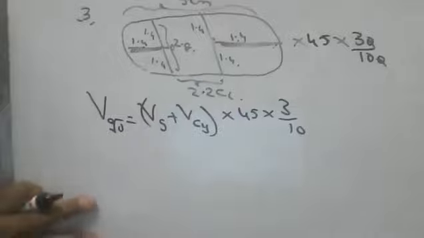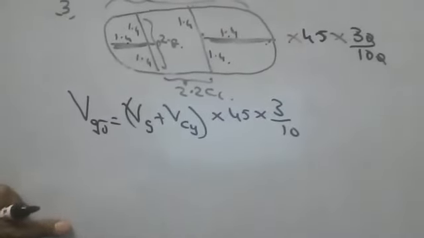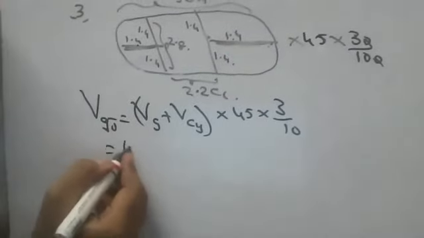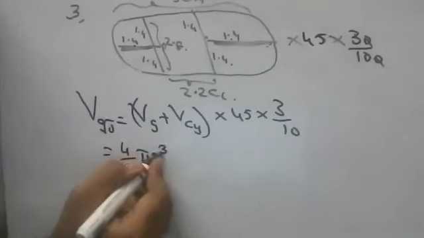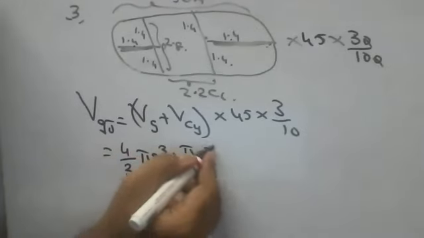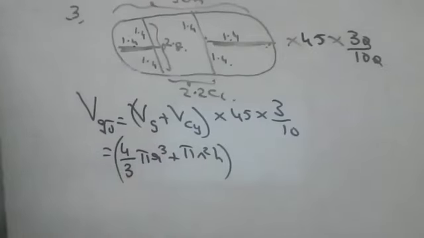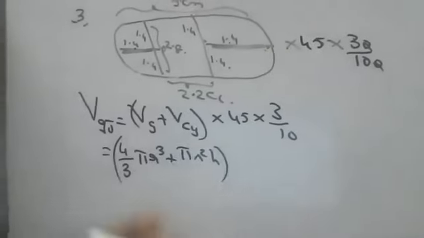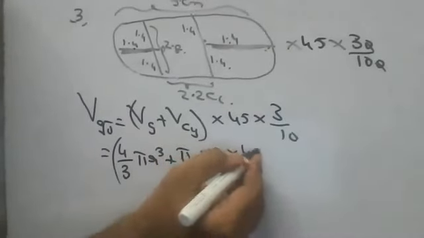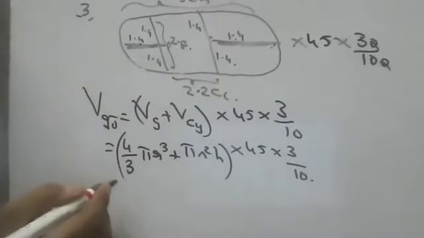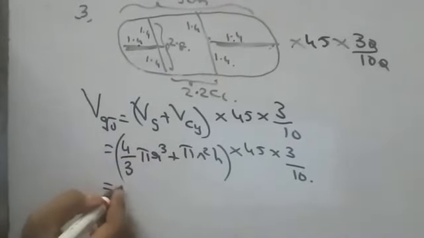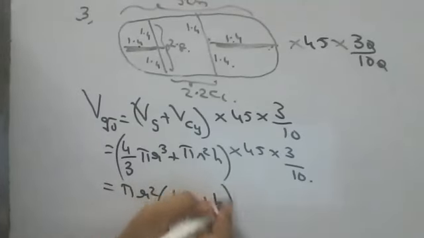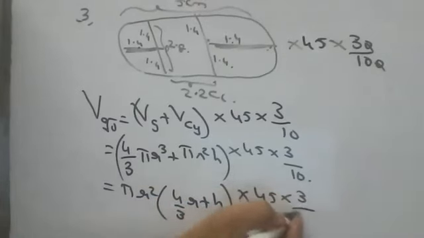What is the volume he's asking? This is the question. Okay, so volume of sphere is how much? 4 by 3 pi r cube plus volume of cylinder is how much? Pi r square h. Sir, 30% sugar percent we should add, no sir? No, multiply by 30% sugar syrup. Why should we add? How can we add like that? 45 into 3 by 10. So here pi r square is common in both of them. Pi r square, if you take common, 4 by 3 r plus h into 45 into 3 by 10.